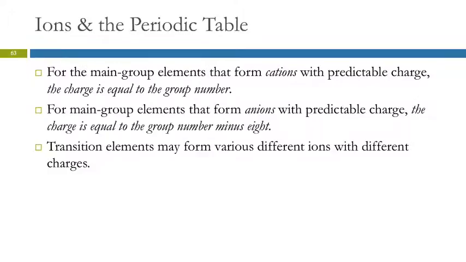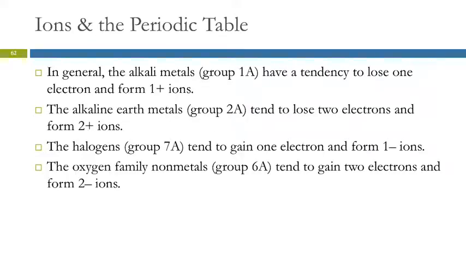I think I've got a periodic table coming up. Yeah, we'll look at the table in a minute. The alkali metals, group 1, have a tendency to lose 1 electron and form a 1+ ion. So the group 1A metals have a +1 charge. The group 2A metals tend to lose 2 electrons and have a 2+ charge. You see a pattern there, group 1 +1, group 2 +2.